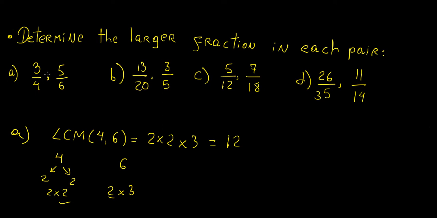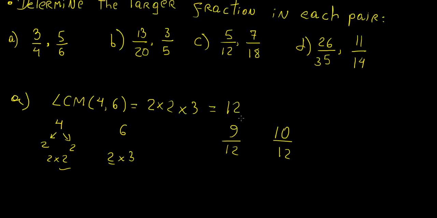And now what we need to look at is, what number do we need to multiply this fraction by so that the denominator becomes 12? That's going to be 3. So for the first one, we're going to have 9 on 12. For the second one, to make this 12, we need to multiply both by 2. So that's going to be 10 on 12. So that means this one is clearly larger. So we're going to write 5 on 6 is actually going to be larger than 3 on 4.